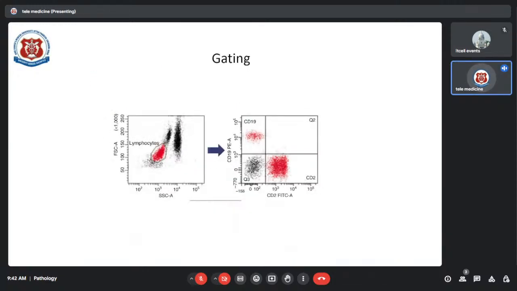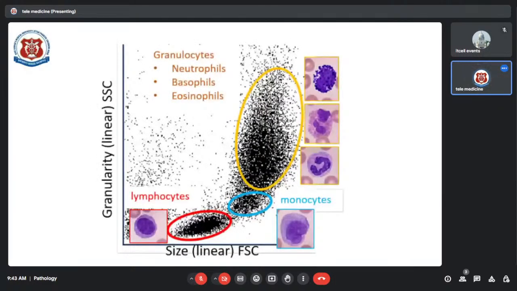And what do you mean by gating? Gating means choosing a population of interest. Suppose you want to study the lymphocytes, you put a curve or a gate around it. That is called gating. So this population, I'll put this gate around this marker and study further what it is expressing. So this is called gating. Suppose I want to study these cells, I put a gate around here and this population, and this is a basic plot.